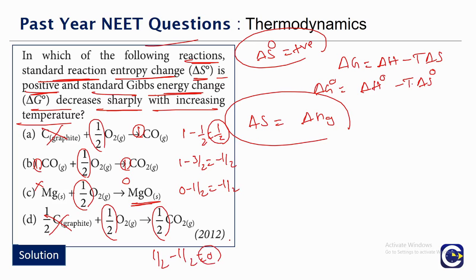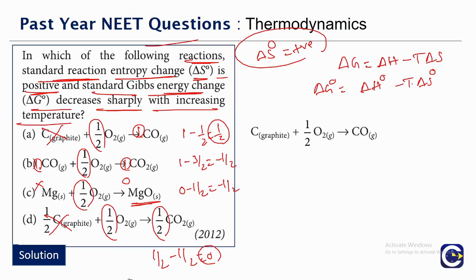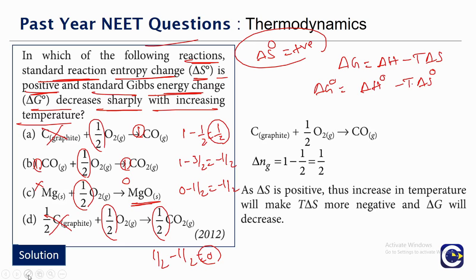So only one reaction, we have what? We have the del Ng coming as positive. That is our option A. What is option A? Carbon graphite plus half O2 gives rise to CO gas. There the delta Ng is positive. Delta Ng positive means there is an increase in the number of gas moles, right? Which means the entropy will also be increasing.